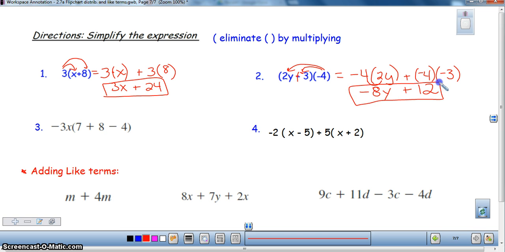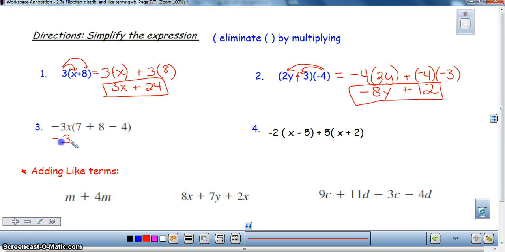Like terms are already combined. We don't have any other like terms. Our answer is negative 8y plus 12. What about if you have 3 terms in this parenthesis? Well, there's a couple of options. One of the first things, remember we talked about order of operations. Order of operations says do everything inside your parenthesis first.